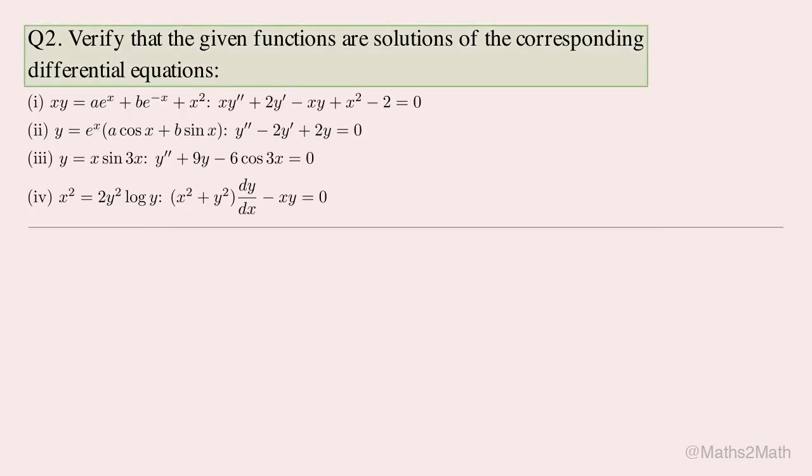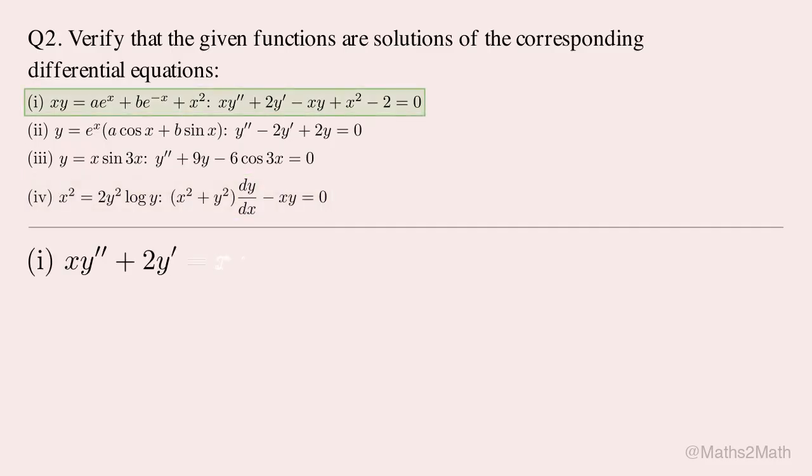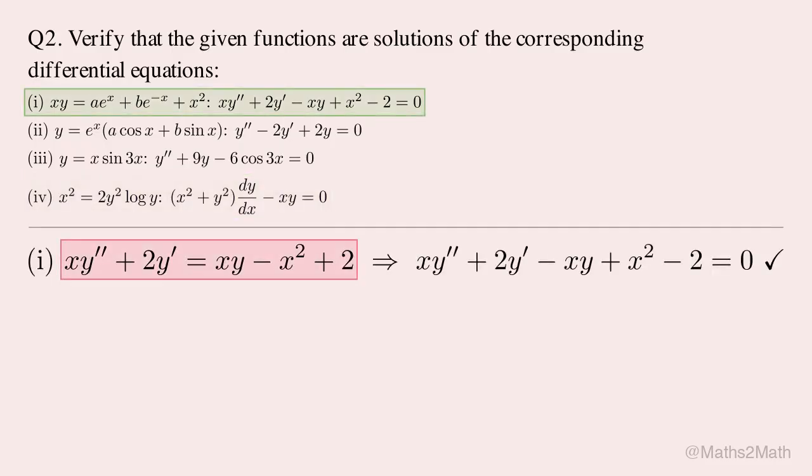Question 2. 4 verification drills, 2 explicit and 2 implicit. Differentiate as required and substitute each into its equation. Part 1. Differentiating xy twice gives xy double prime plus 2y prime equal to a e to the x plus b e to the minus x plus 2, which is xy minus x squared plus 2. Rearranged, the equation holds.